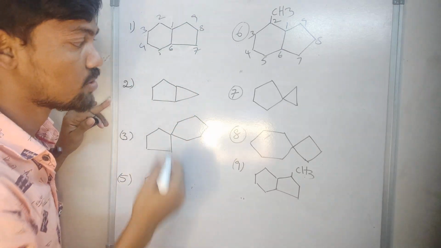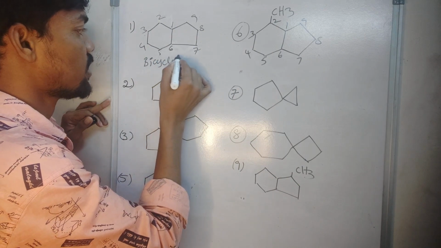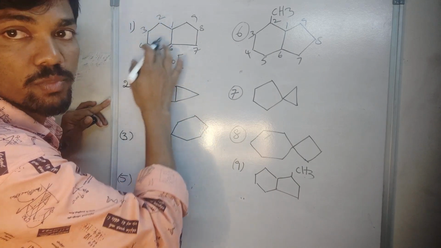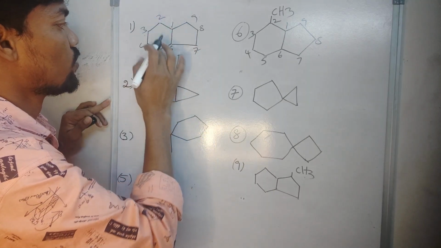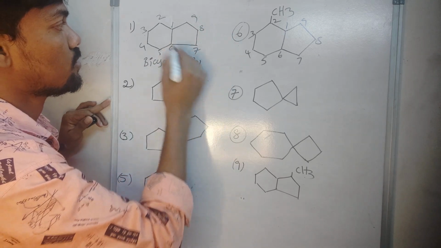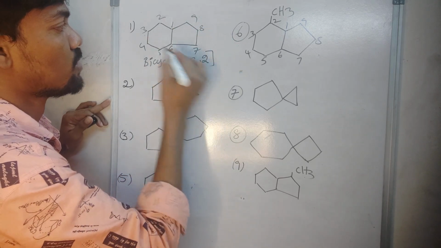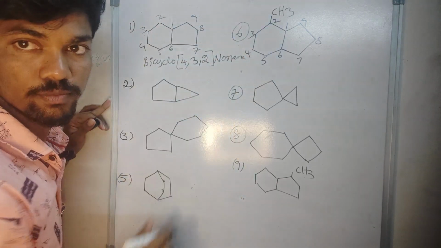You are getting my point. Here what happens? Bicyclo, in the bigger ring, how many carbons? 1, 2, 3, 4. 4 are there. In the smaller ring, 3 carbons. In the bridge, 2 carbons. How many in total? No name yet. You have to write it like this.